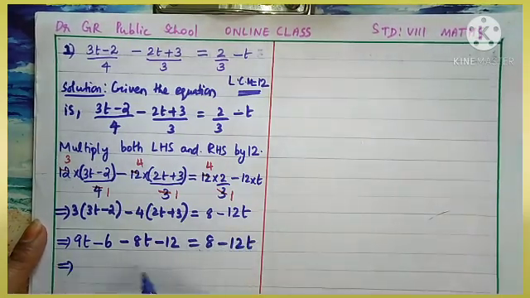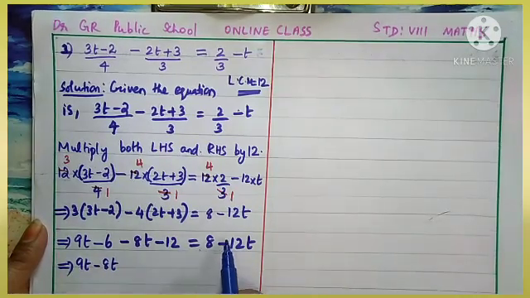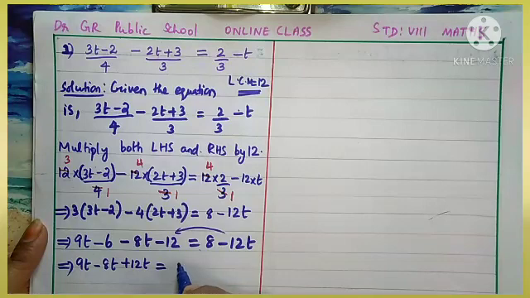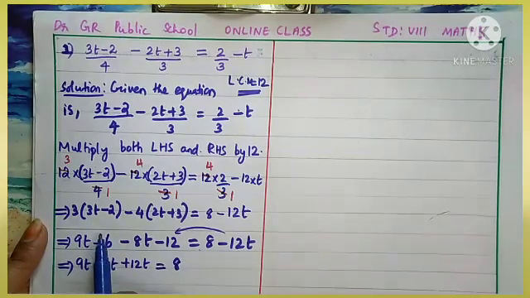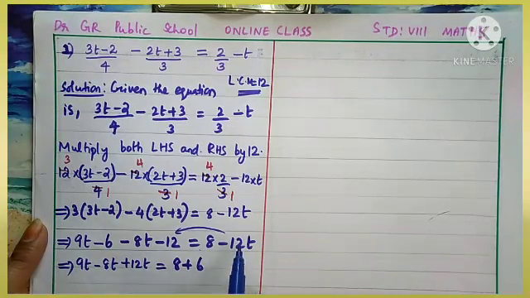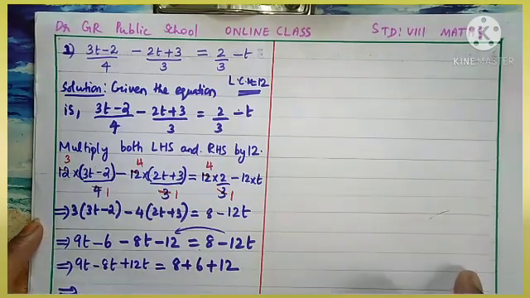This implies, now collect the t terms on the left side and the numbers on the right side. So here 9t is there, then minus 8t is there. This minus 12t you transpose to LHS, it becomes plus 12t equal to, then right side already 8 is there. Now bring this minus 6 here, it becomes plus 6. And bring this minus 12 here, it becomes plus 12. Now this implies, yes, now solve the numbers.